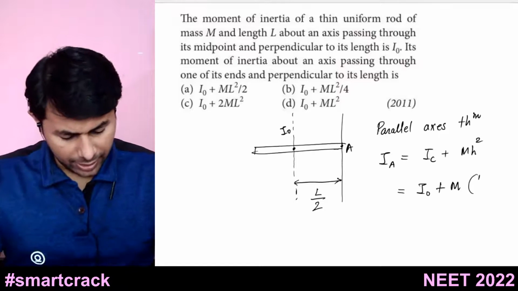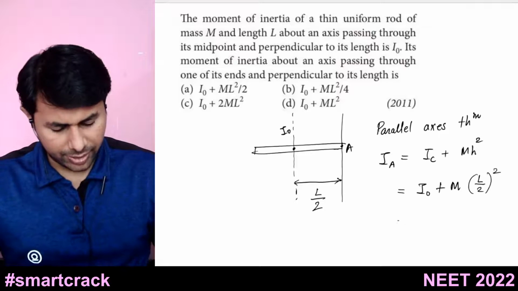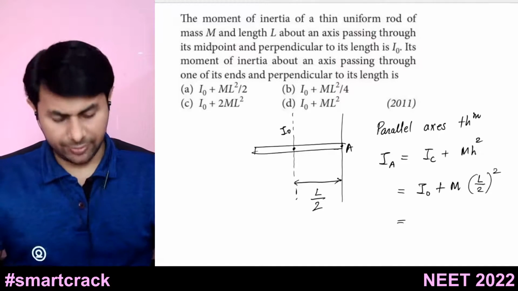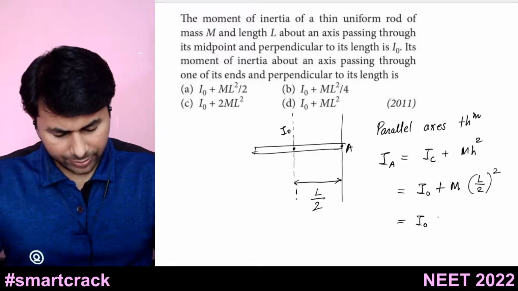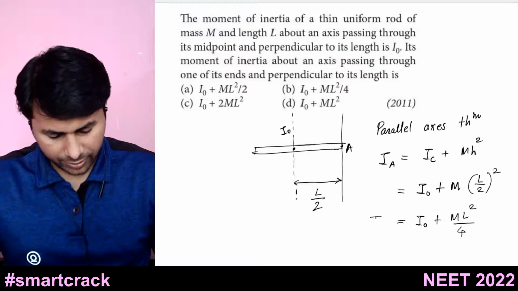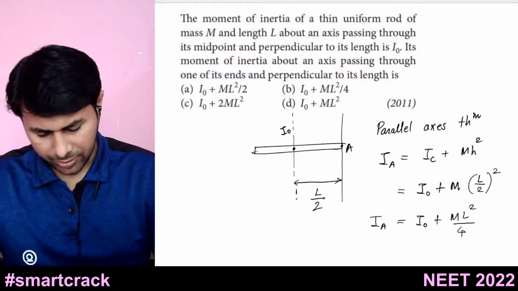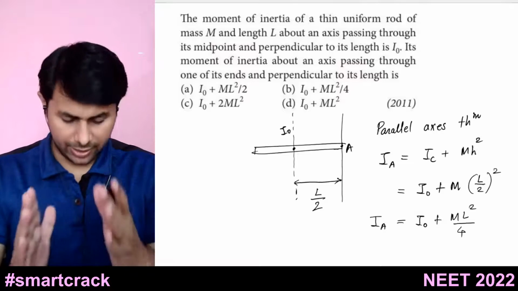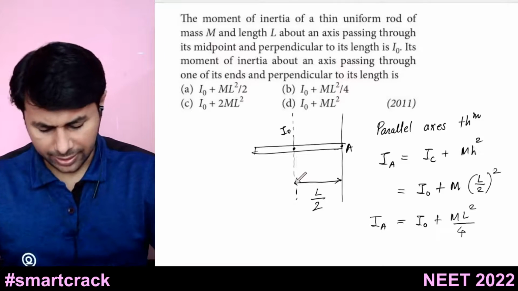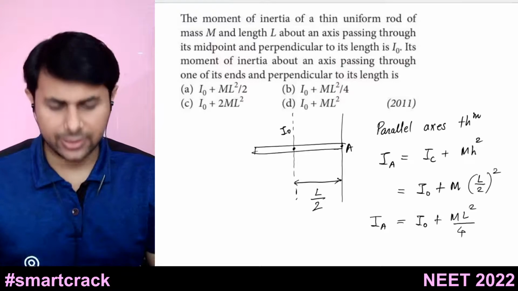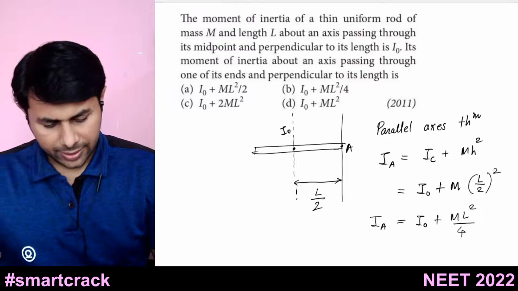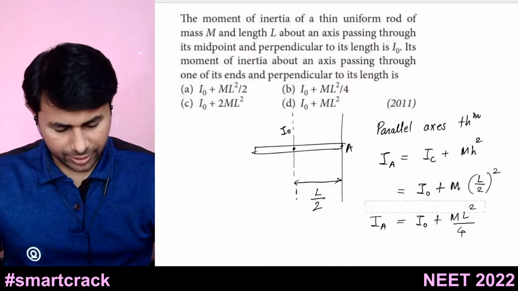So we have the square of L by 2. What is L by 2 square? It is L square upon 4. So IO plus m into L square divided by 4. So this is the moment of inertia about this axis which passes through its end and is parallel to the axis which passes through its center of mass. Okay, so this was another simple question.